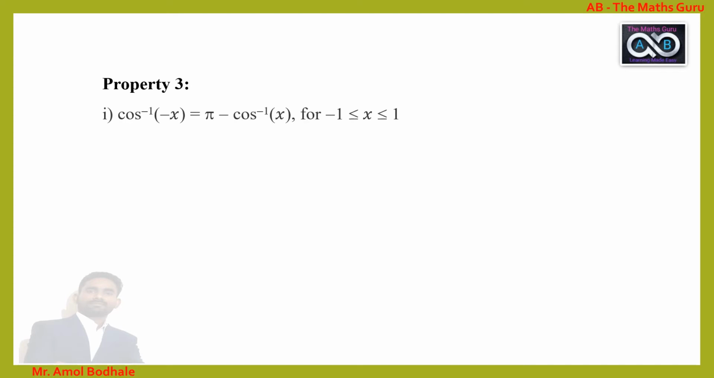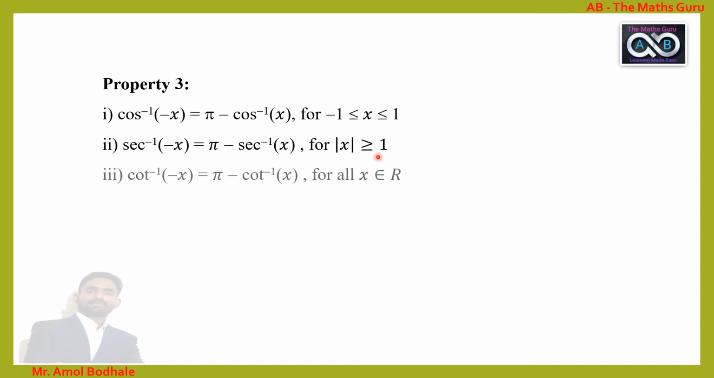Third property, cos inverse of minus x is equal to pi minus cos inverse of x for minus 1 less than or equal to x less than or equal to 1. Sec inverse of minus x is equal to pi minus sec inverse of x for mod of x greater than or equal to 1. And cot inverse of minus x is equal to pi minus cot inverse of x for all x belonging to real numbers.